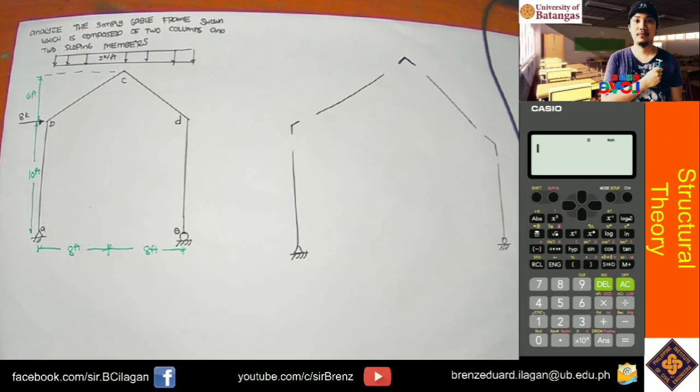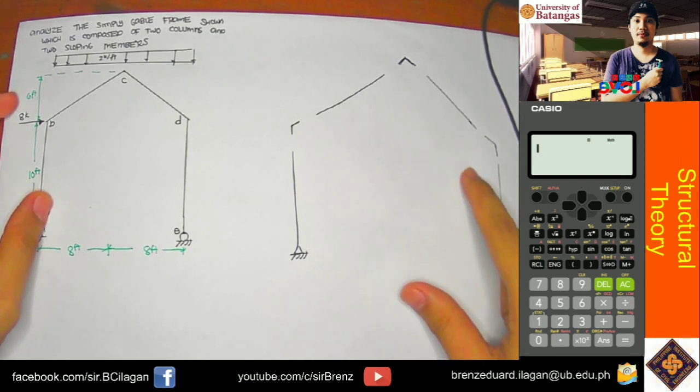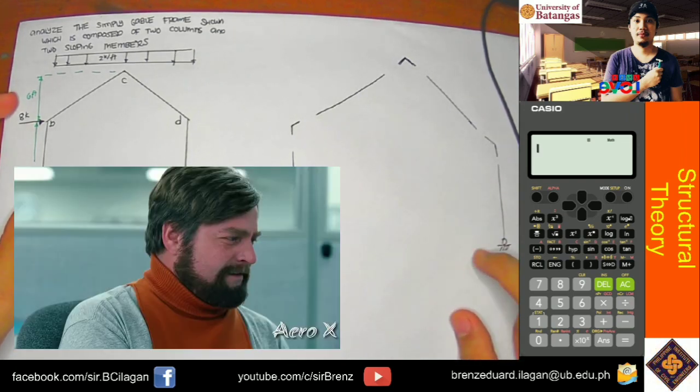Okay guys, so for our problem number 2, we need to analyze the simple cable frame shown in the figure. Ito siya. This is symmetrical lang. Nagkataon yung webcam ko, parang naka-fish eye yata to. Pero dito aminado ako, hindi siya wali.